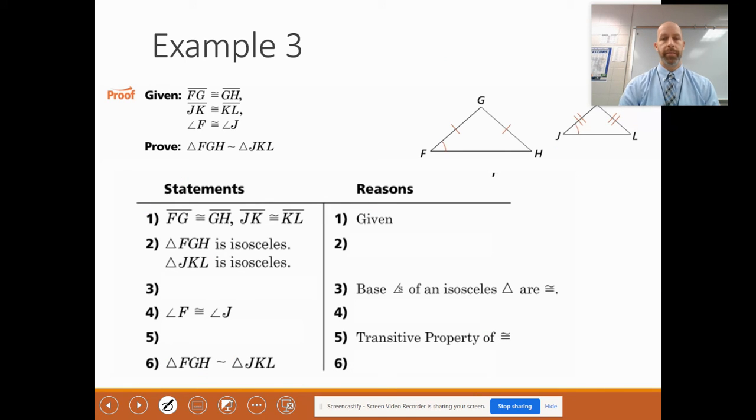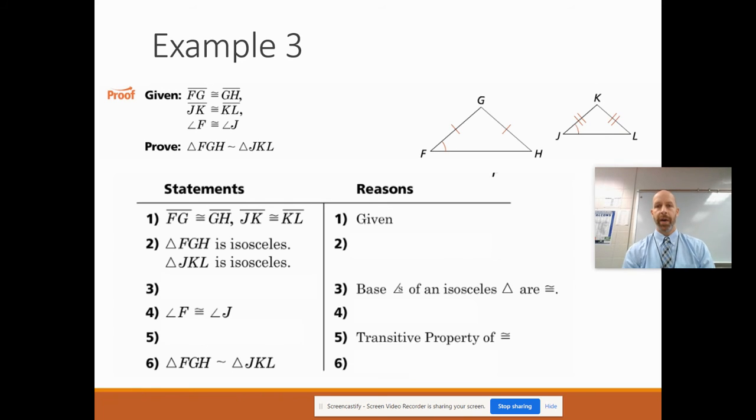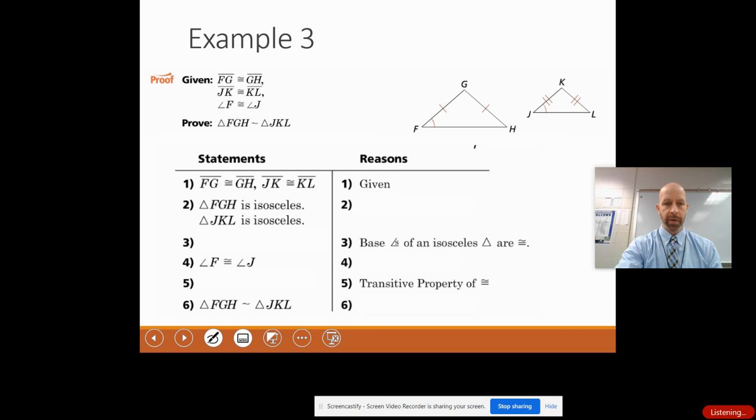Okay, now let's do a little proof here. I'm going to move that down so we can see that triangle. So we have two triangles here. We're trying to prove that they are similar. And I've already got the proof kind of started, a skeleton proof, and we just need to fill in some blanks here.